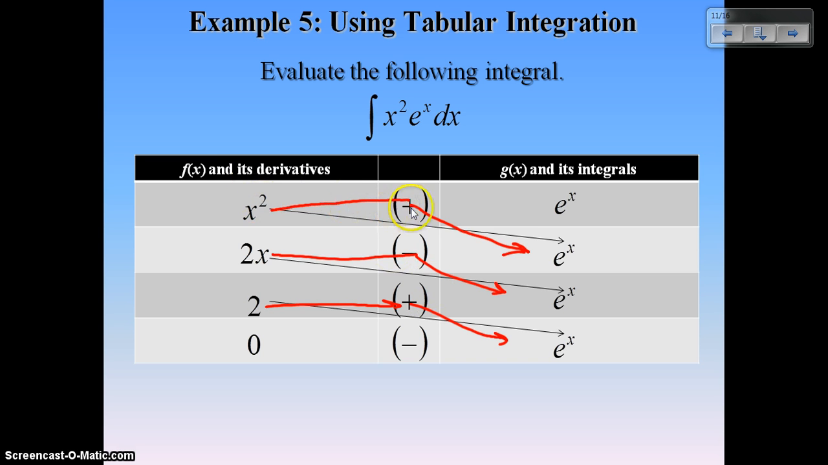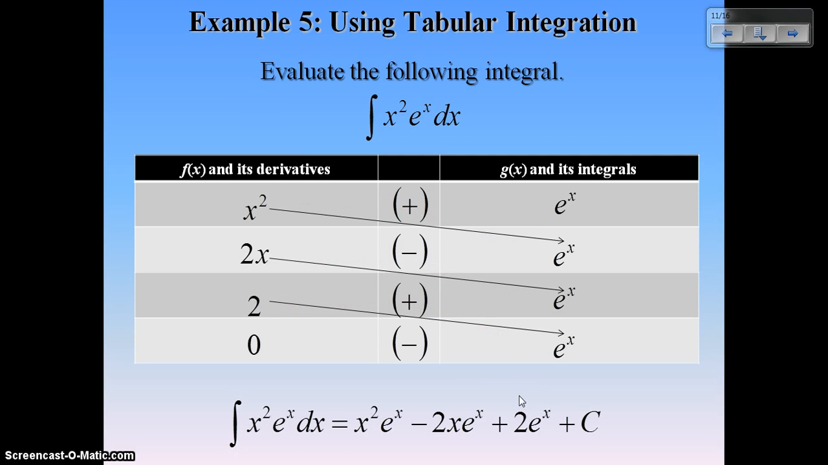So I take x squared times the positive, so it stays x squared e to the x. Then the next term would be 2x times the negative, so negative 2x e to the x. And then the last term would again be positive 2 e to the x. So that in the end, I have this answer right here. Don't forget your plus c. A lot of students last year did prefer the table method. If you like it, that's fine. Some people do, some people don't.